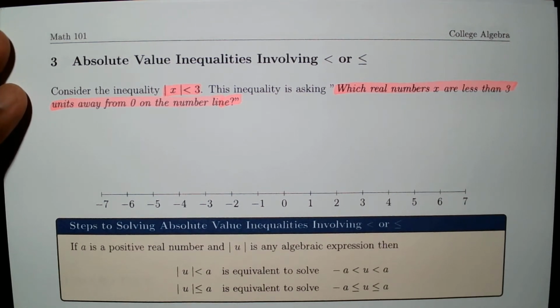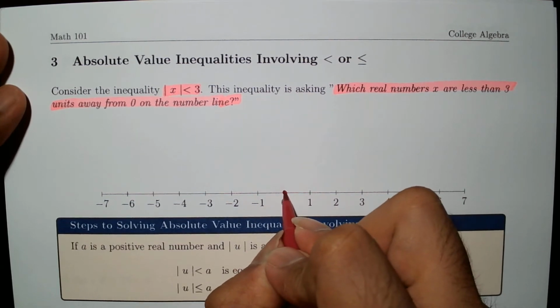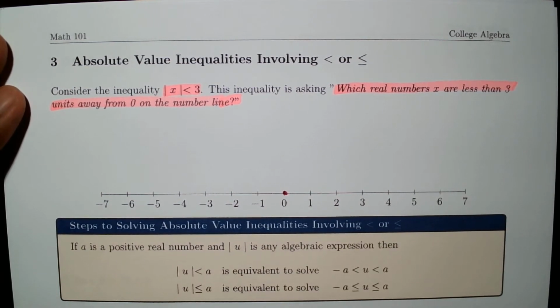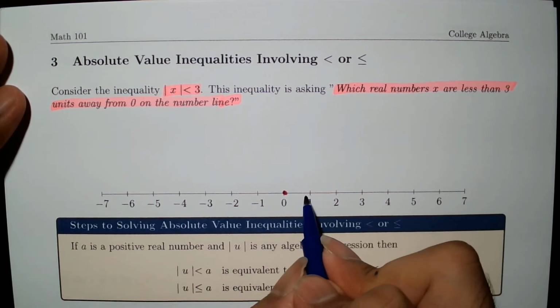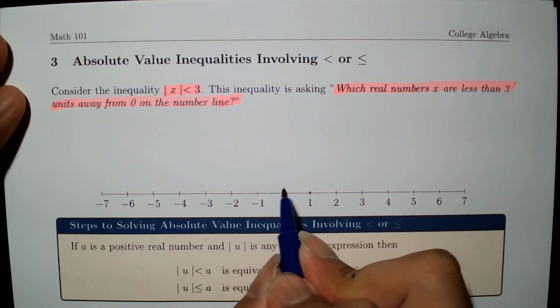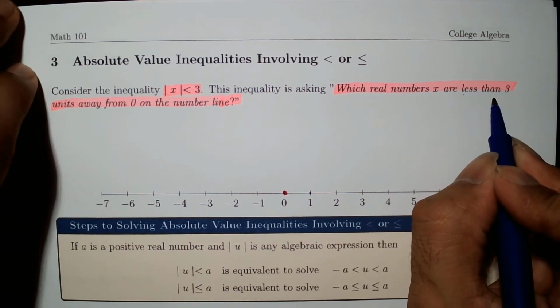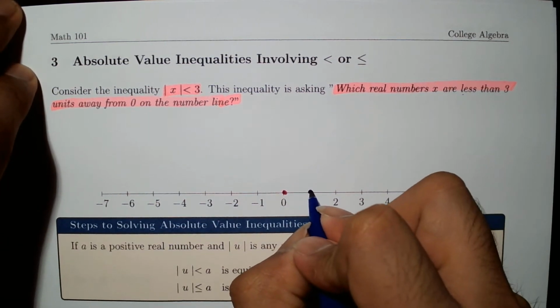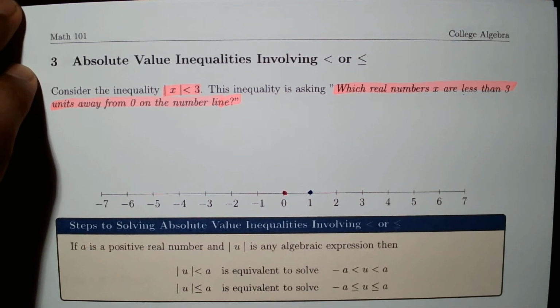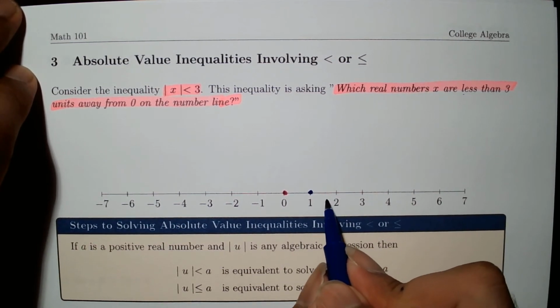So in this case, let's start at 0. I'm going to start at 0 and move to the right. Is the number 1 a number less than 3? That's the question. The answer is yes. 1 is less than 3. I'm going to move forward to the number 2.